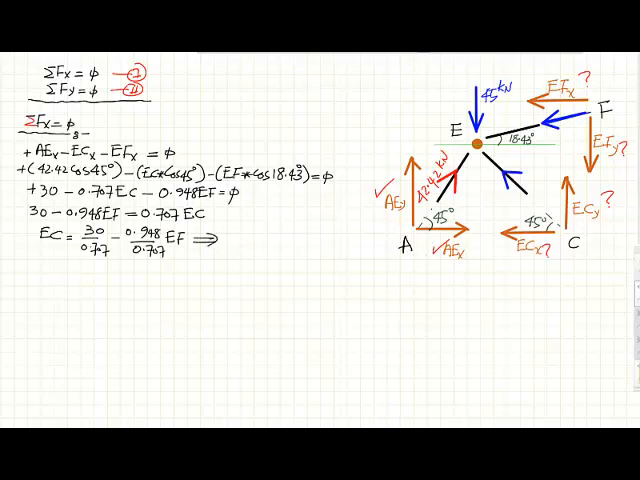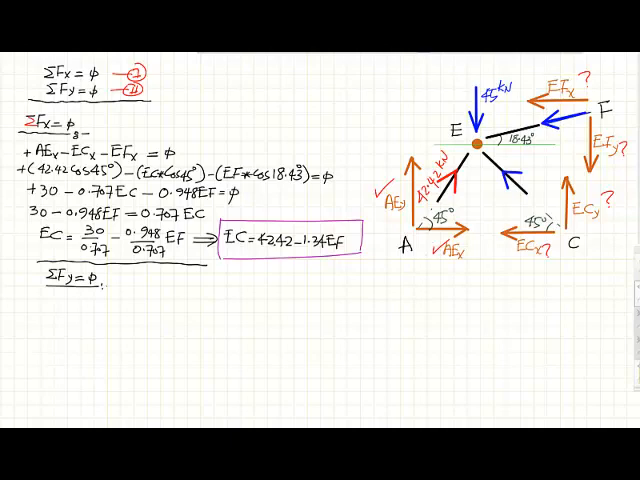So what do I get here? I get EC is equal to 42.42 minus 1.34 EF. So that is an equation that I got here for EC. Now I go and apply the sum of all forces in the y direction equal to 0.